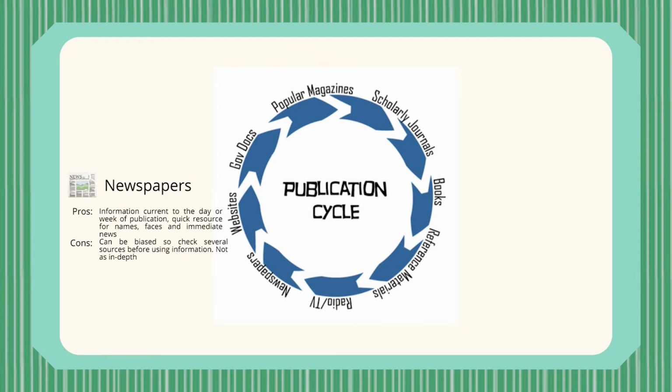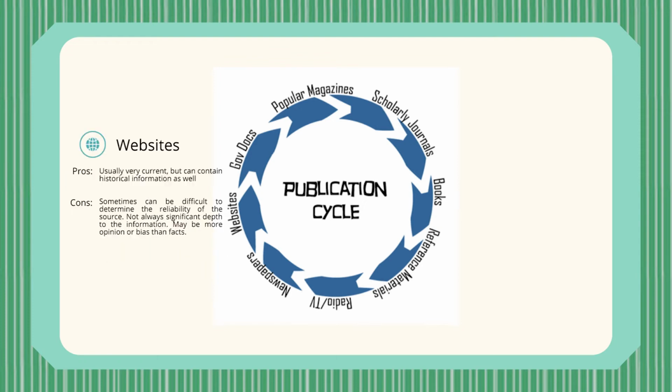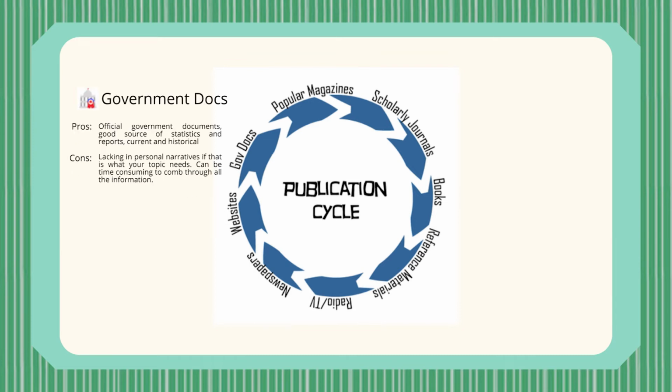Websites. Pros. Usually very current, but can contain historical information also. Cons. Sometimes can be difficult to determine the reliability of the source, not always significant depth to the information, maybe more opinion or bias than facts. Government documents. These can be federal, state, or local publications. Pros. Official government documents, good source of statistics and reports, current and historical. Cons. Lacking in personal narratives, if that is what your topic needs. Can be time-consuming to comb through all the information.